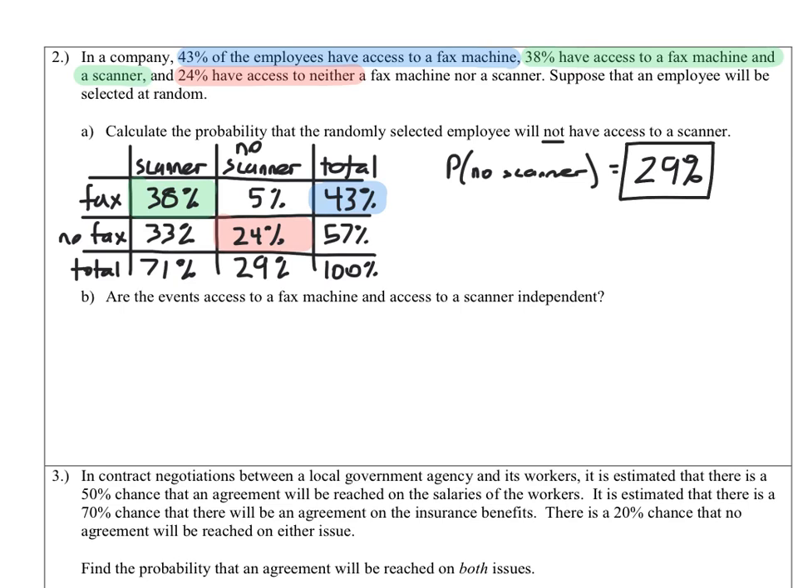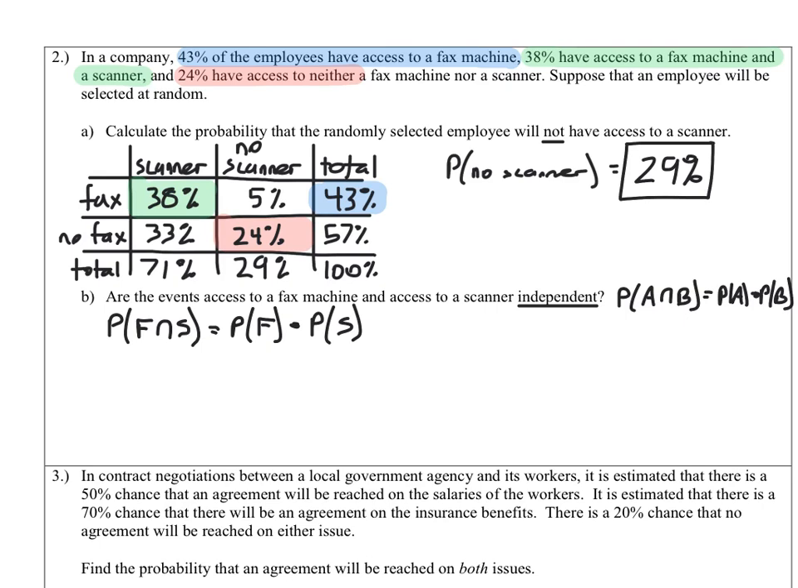For part B, are the events access to a fax machine and access to a scanner independent? So again, when you see independent, that's the probability of A and B equals the probability of A times the probability of B. Now in this case, we're not talking about A and B, we're talking about a fax machine and a scanner. So we can say, is the probability of a fax machine and a scanner equal to the probability of having access to a fax machine times the probability of having access to a scanner? And this is what we're checking. Are these two numbers equal?